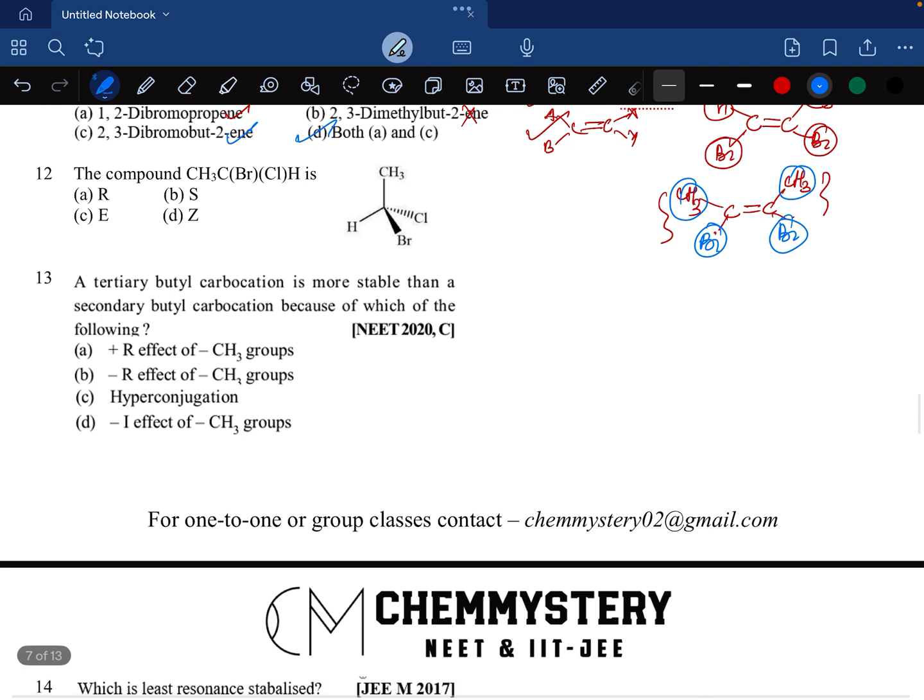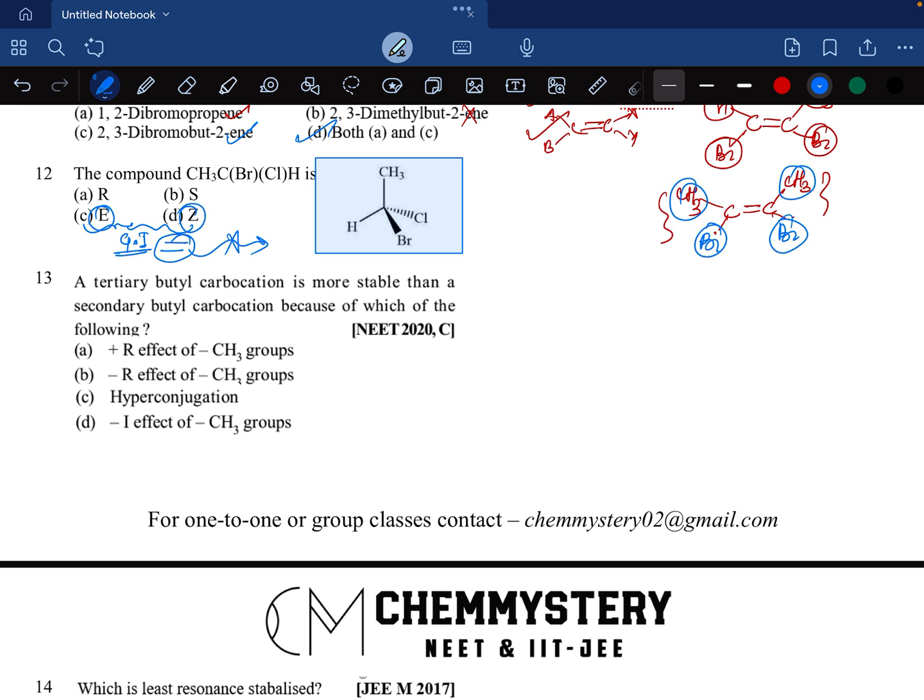Done? Fine. The compound CH3CBrClH, which is shown here, is R, S, E or Z, which one? Now, E and Z belong to geometrical isomerism. You know the condition for geometrical isomerism: a double bonded system should be present. Can you see any double bonded system here? No. So E and Z will not be the answer.